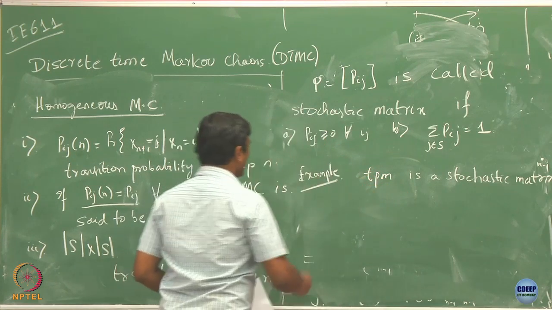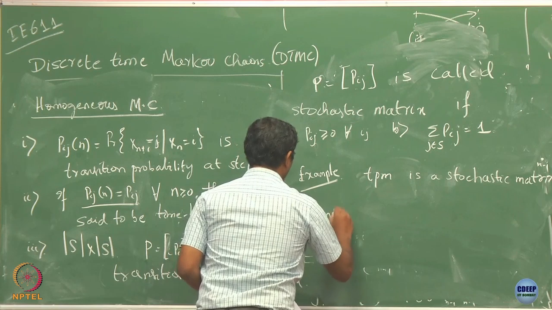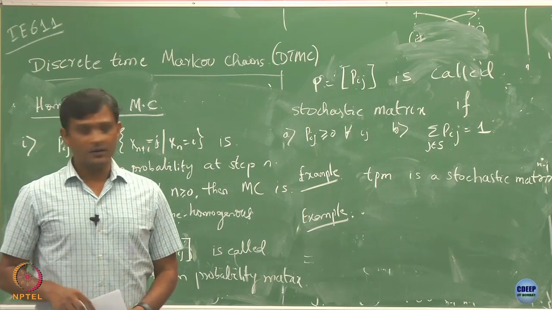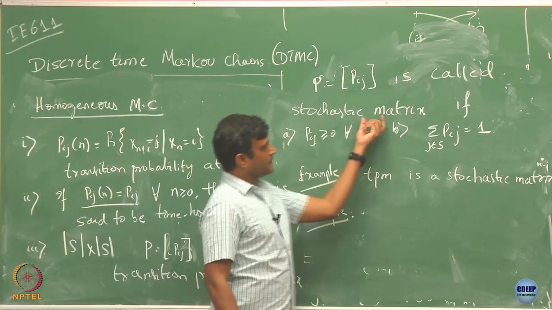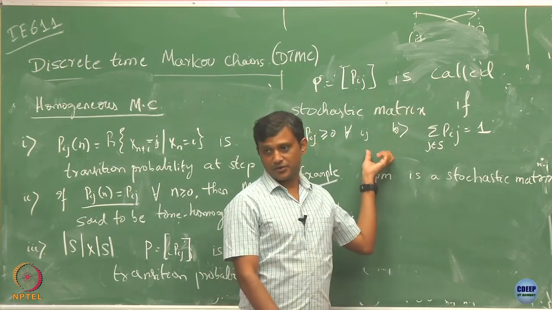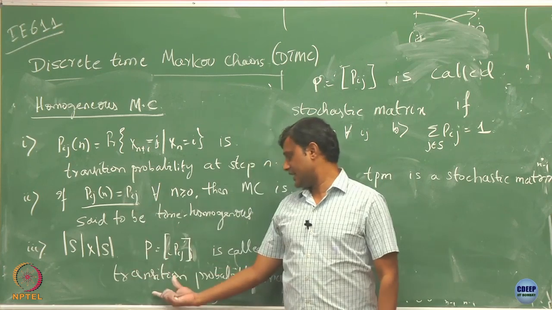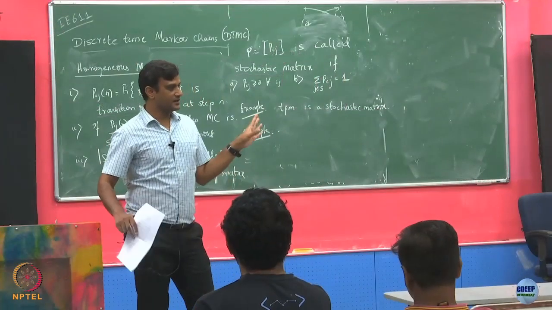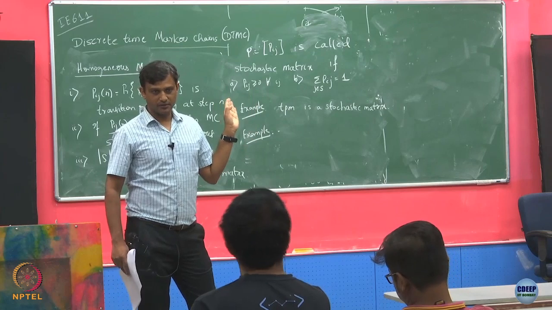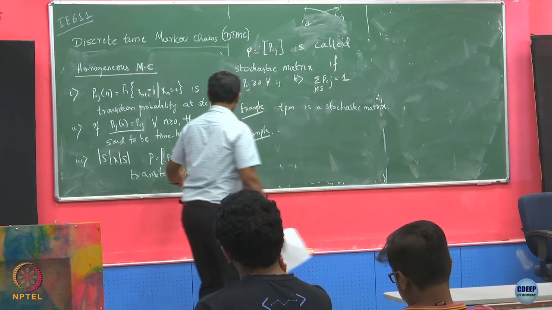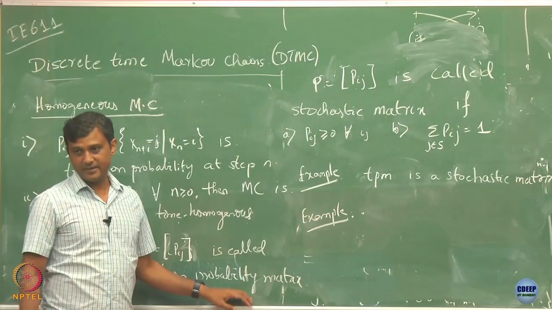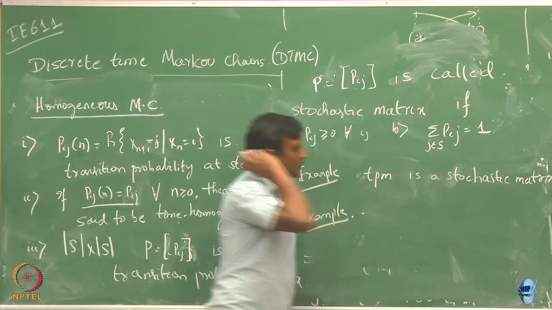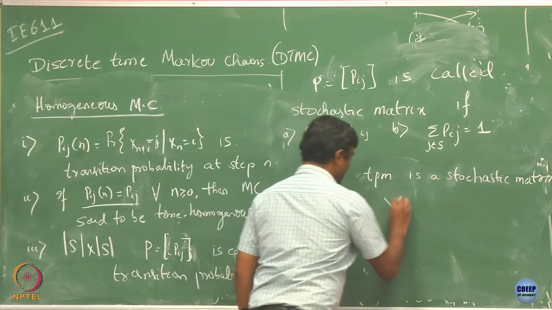Another example. Now let us try to understand how this transition probability looks. A stochastic matrix is a general concept, a general matrix where the rows add up to 1, and now if you have a Markov chain it has an associated transition probability matrix. So basically what we are trying to show is that the property of the transition probability matrix is that it is a stochastic matrix. Let us revisit our example which we did earlier.